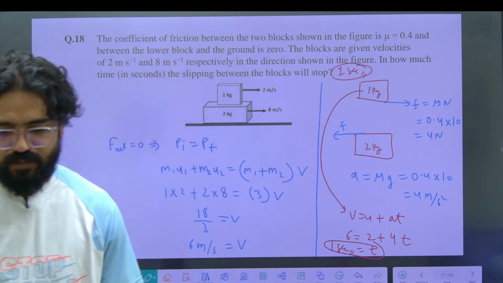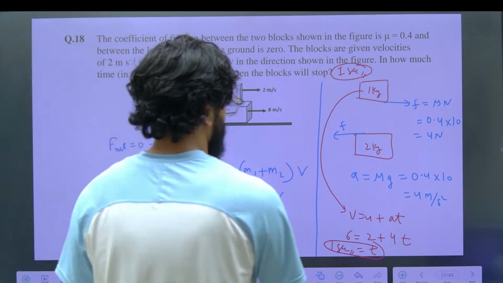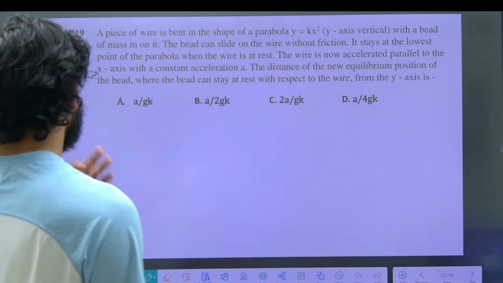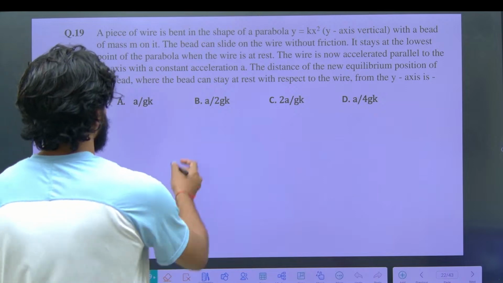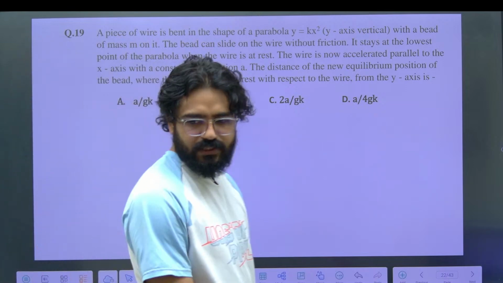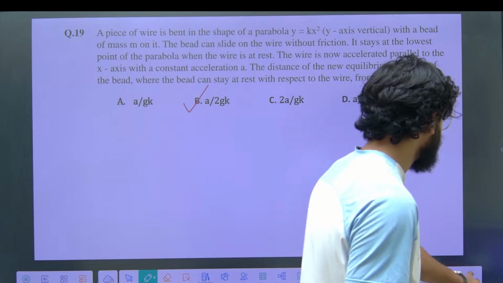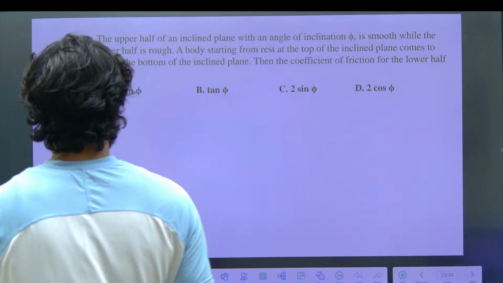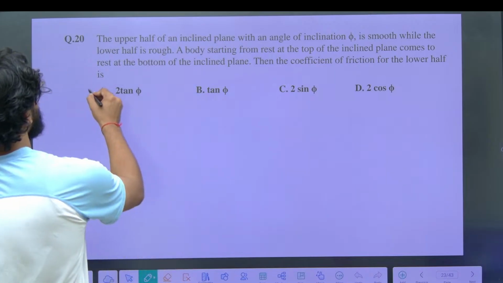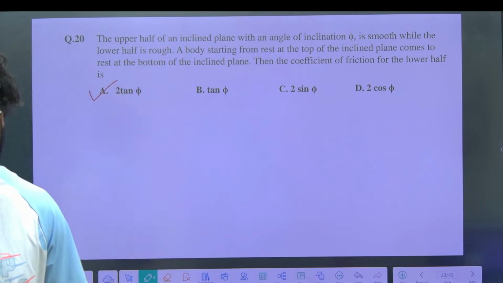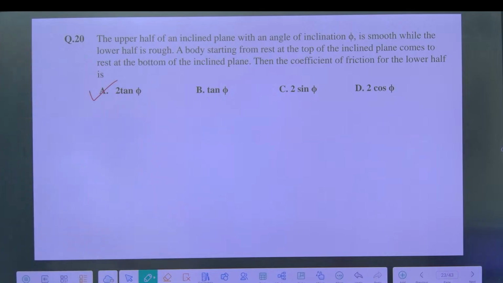Okay, chaliye. Question number 19, a wire bent. This type of question we have already done, so I would expect that you will also solve this, correct? Yes, chaliye. This question also we have done. The upper half of the incline is smooth while the lower half is rough. So this also we have done. So the answer of this should be Agra, right? We have recently done this.